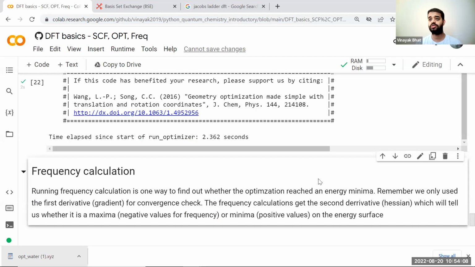Any questions on optimization? Okay, one question. How would I optimize a molecule with a solvent like water in Python?